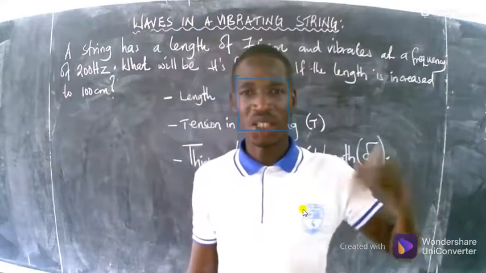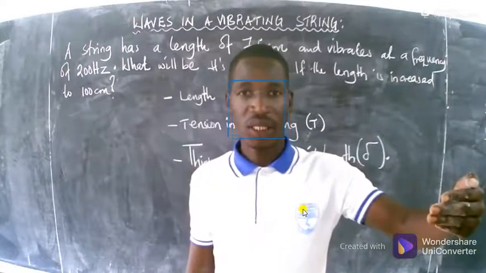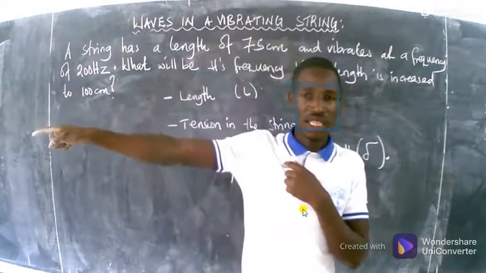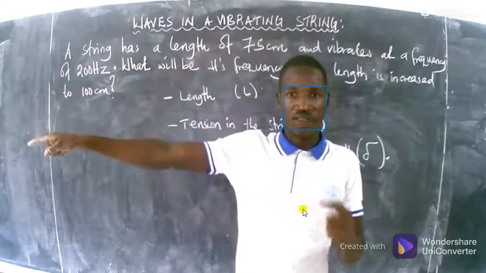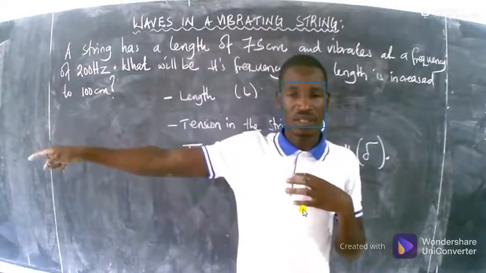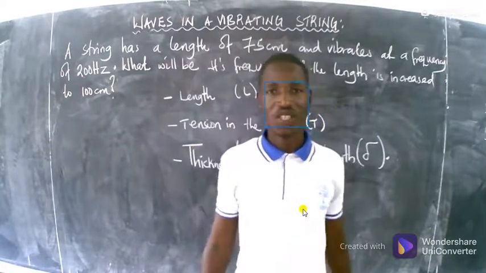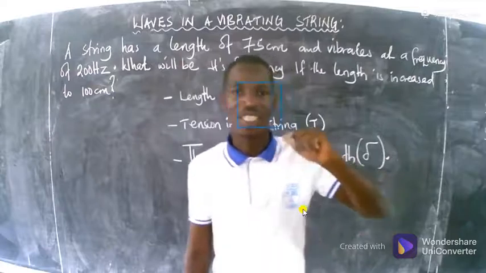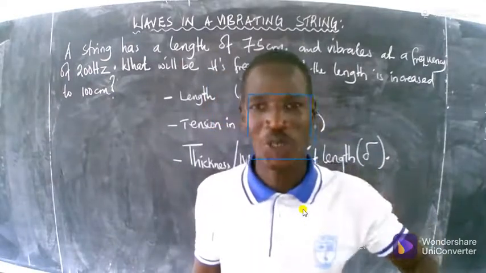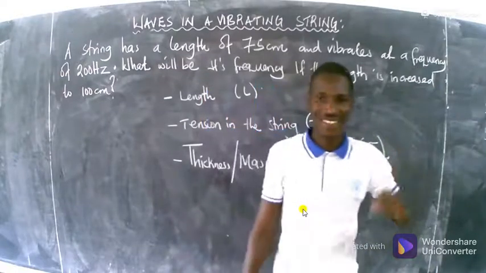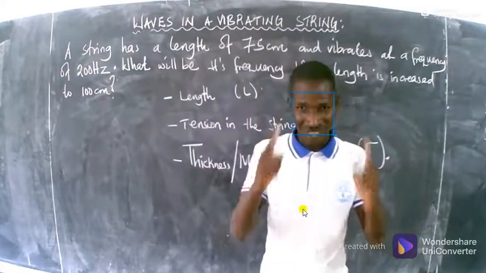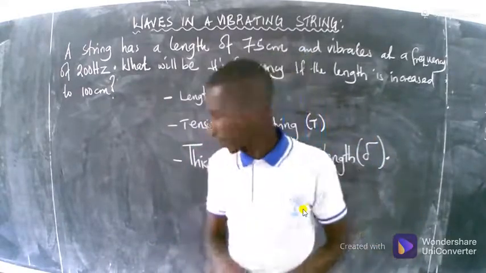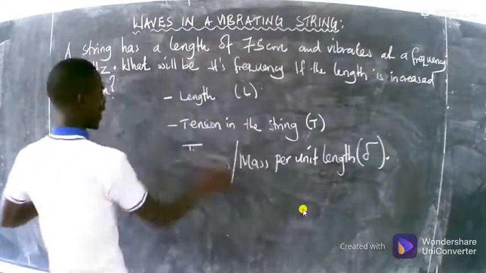That means that it also makes more oscillations than when it's long. So the shorter the length of the string, the higher the frequency, and the longer the length of the string, the lower the frequency. So we make a conclusion that the frequency of a vibrating string is inversely proportional to the length of the string. We write that mathematically.